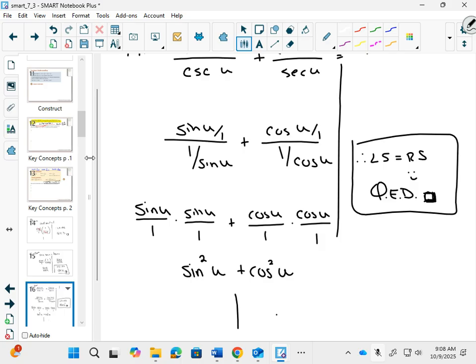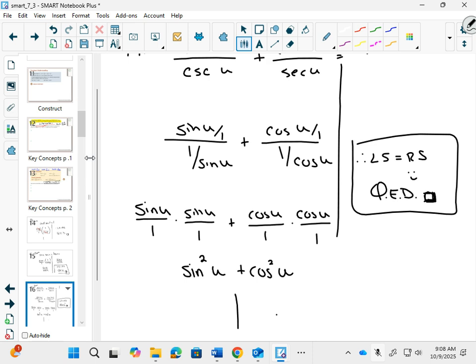So I sort of liken identities to little puzzles. You know they're equal to each other. Your job is to do the puzzle to make the two sides equal to each other. And you're allowed to work on both sides.